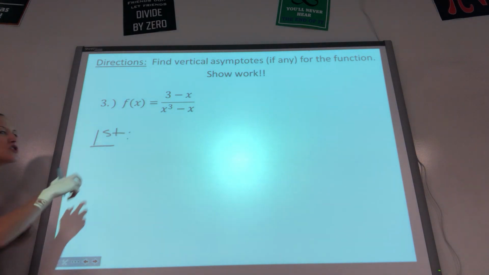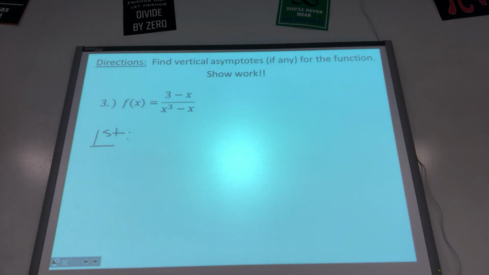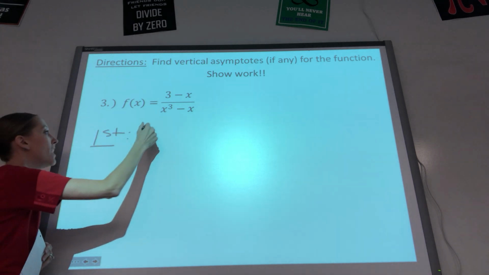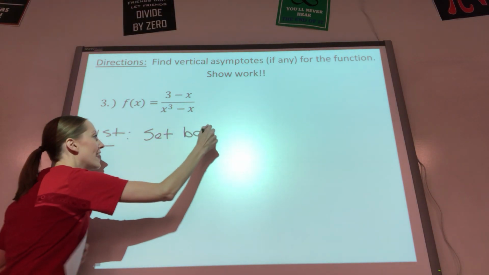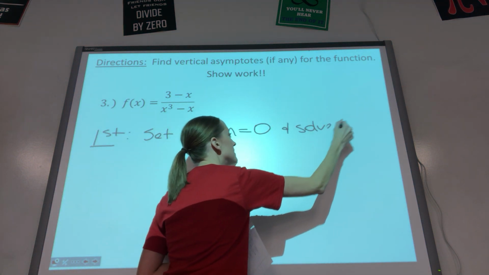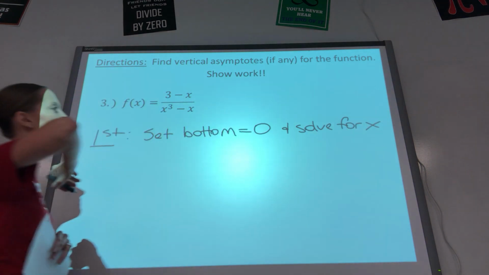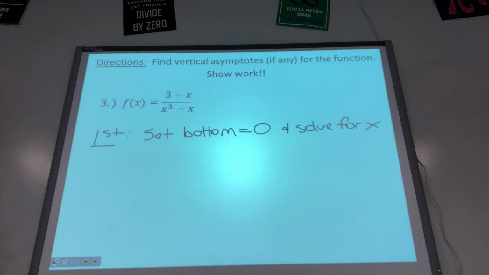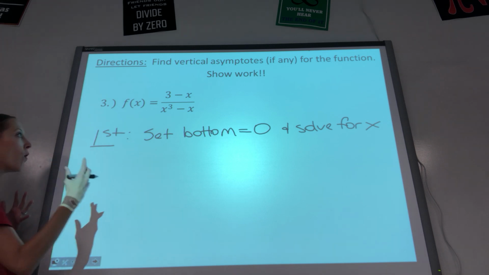But I'm going to lay out a couple of steps that you can use on each one of these. And the steps I'm going to put up here might make a little more sense than what that definition said earlier. First thing you want to do is set the bottom equal to 0 and solve for x. Now there's going to be one more thing to do after that. This is just step 1.